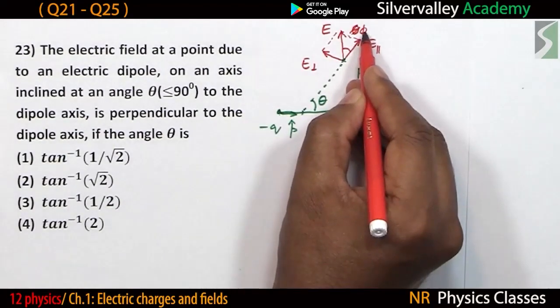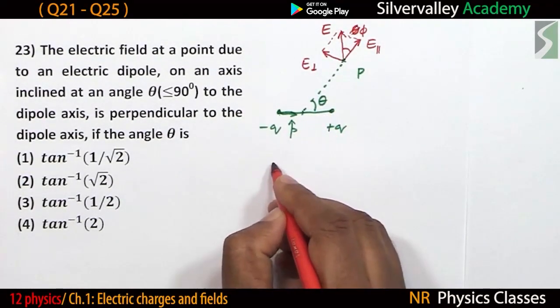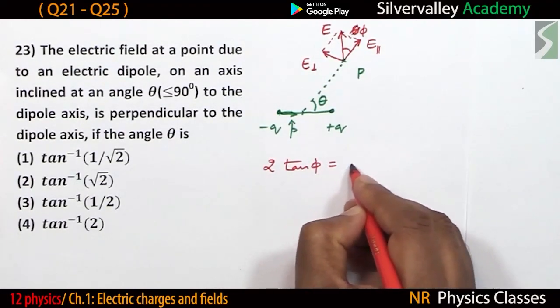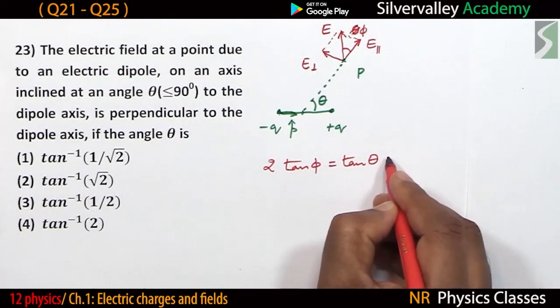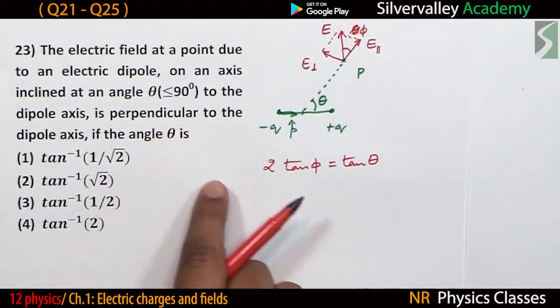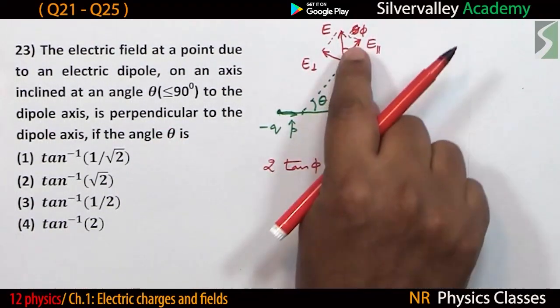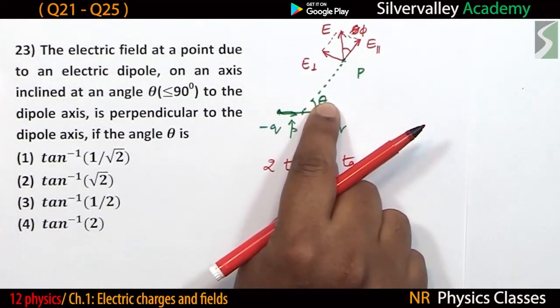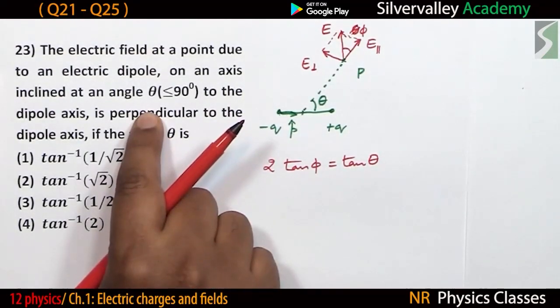2 times tan phi is equal to tan theta. 2 times tan phi equal to tan theta is the equation used. Students, please memorize this equation: 2 times tan phi equal to tan theta. Okay. Now come to the problem.